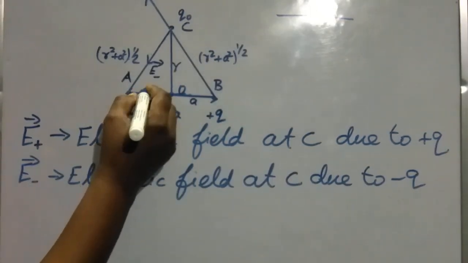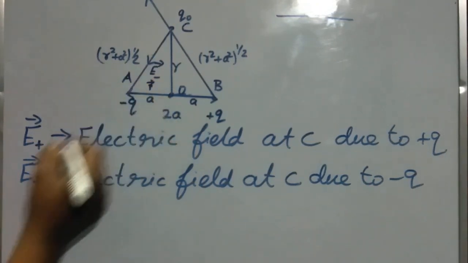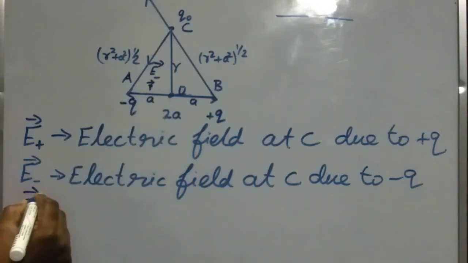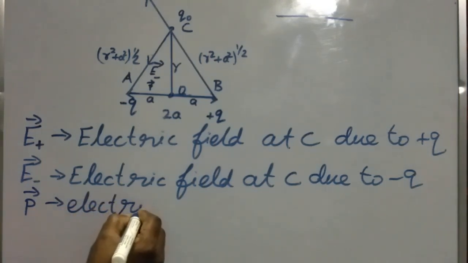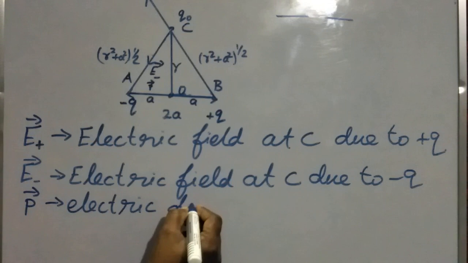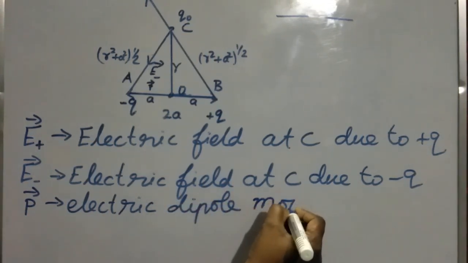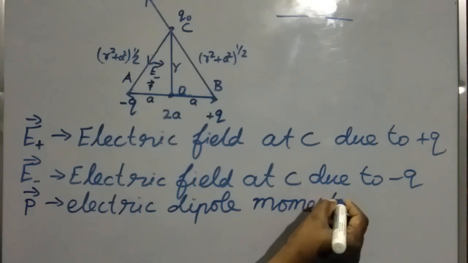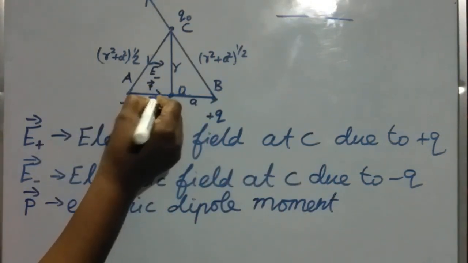In this diagram, there is one more term, the P vector. What is the P vector? It is the electric dipole moment. P means electric dipole moment. Its direction is always from minus q to plus q. Its direction is this one.